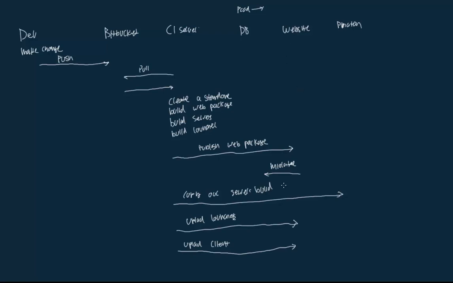Our website will then migrate the database by updating the database schema and adding, removing, or munging data for whatever reason that we might have. Then the CI server will copy our server build to Photon, so that Photon has that latest version of all the code. Then it'll zip up and upload the launcher to the website, and then it'll zip up and upload the client to the website.